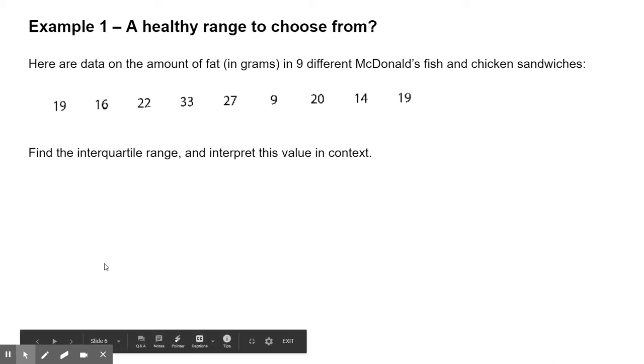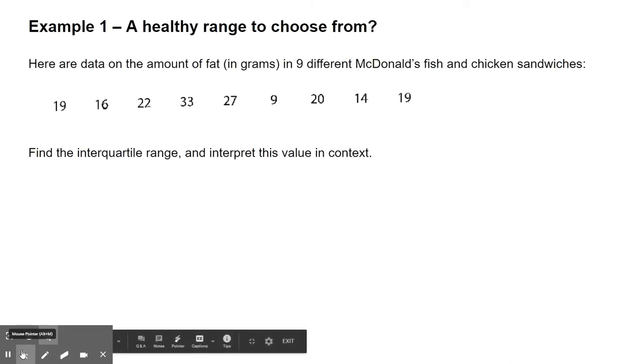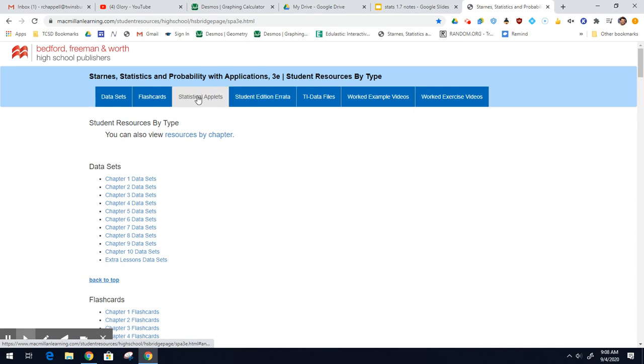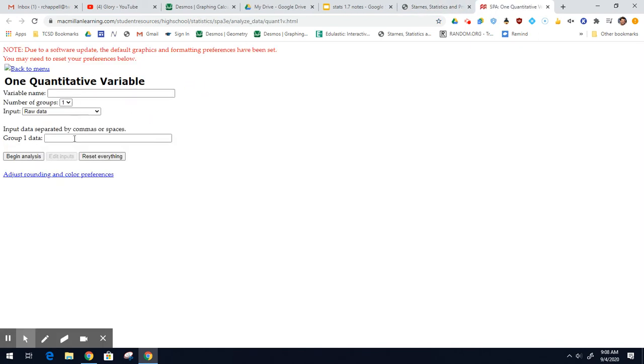Okay, so to do this, we need to go to our stats applet. Again, you could arrange them yourself, but we're going to let it do it for us. I'm more worried about the interpretation. So I took a picture. Feel free to listen to me as I go through. So I'm going to go stats applet. This is one quantitative variable. Again, I don't really care what the variable represents.